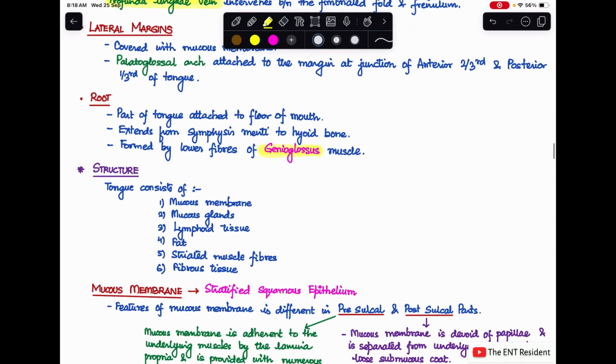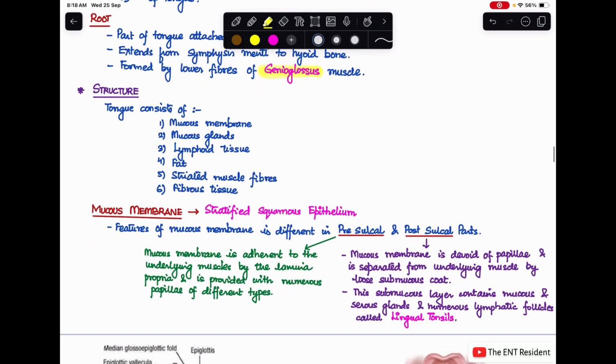Okay, next we move on to the structure of the tongue. So the tongue consists of the following things. First of all, there's the mucous membrane, there are mucous glands, there's lymphoid tissue, there's fat, striated muscle fibers, and fibrous tissue.